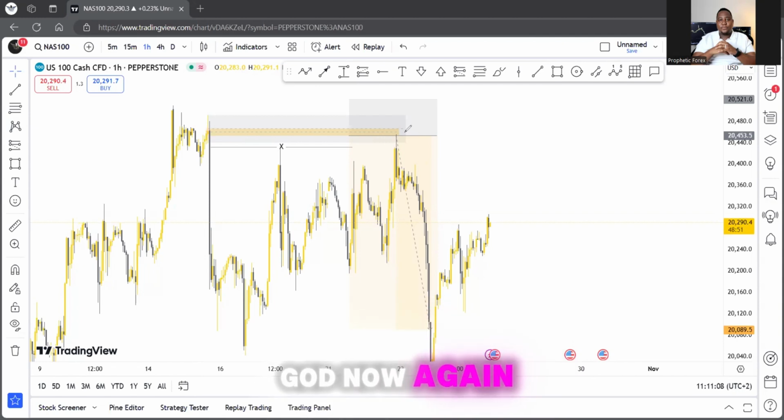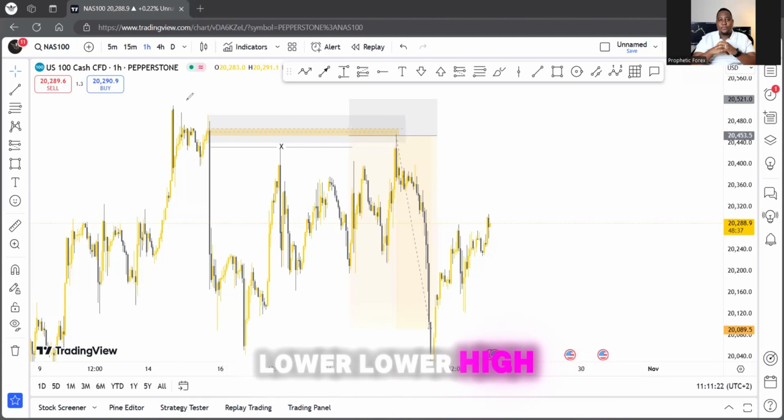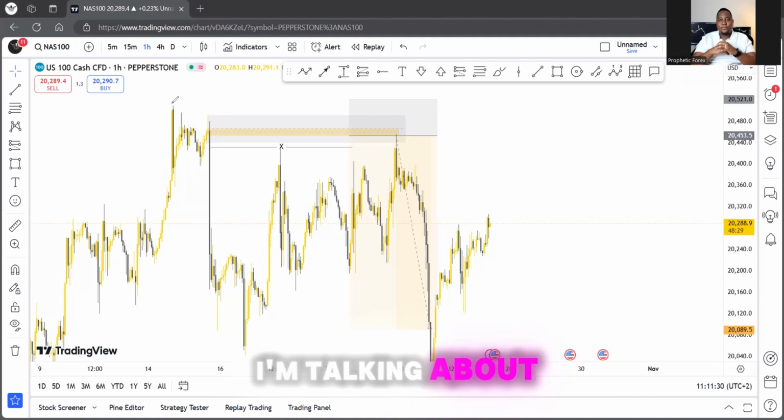Glory be to God. Now, again, it's a very similar scenario over here. I did see this lower high that the market created. Now, it was actually swept. As you can see, we did have that higher high. The market actually gave us a lower high, lower low at that point, and created a new lower low and created a new lower high. Let me just show you what I'm talking about.